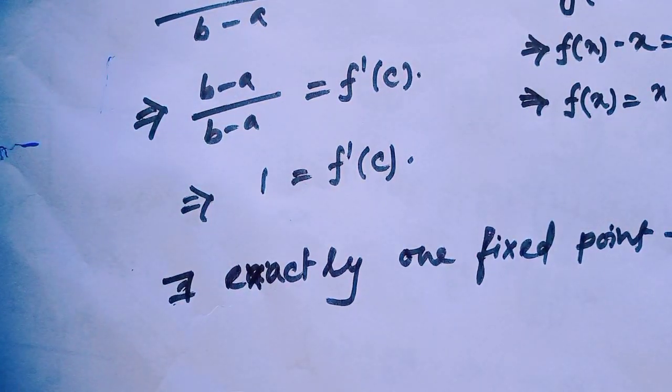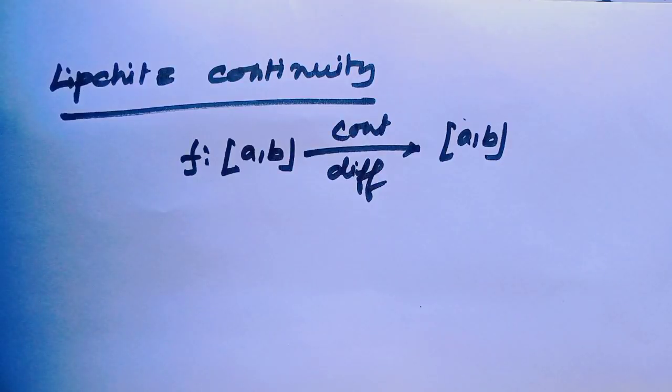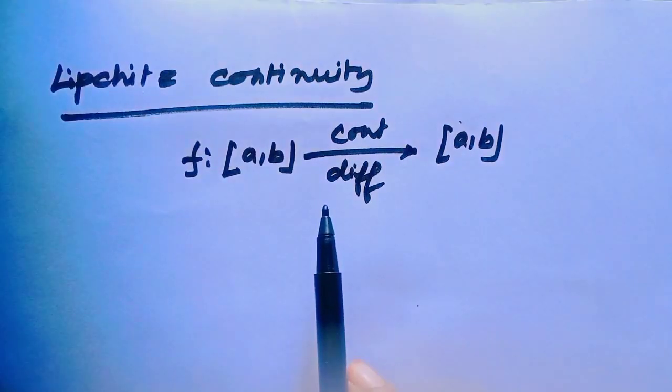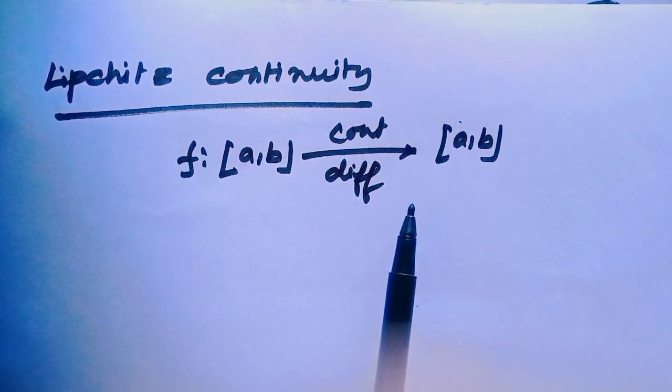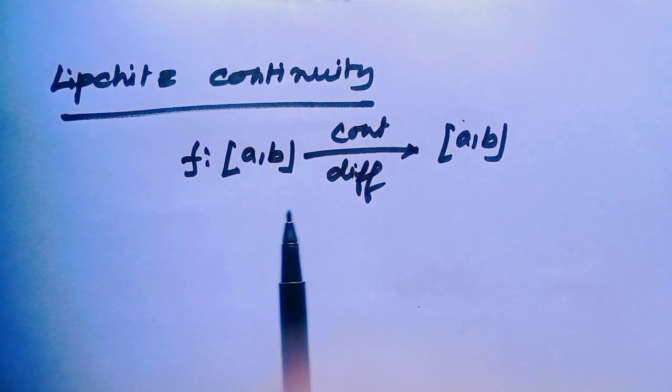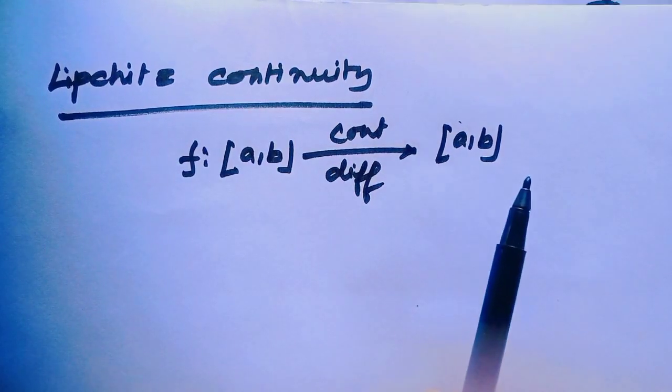Therefore, our proof is done. Now I will discuss Lipschitz continuity of a function. I hope all my viewers know about this function, because I discussed it in my previous video when I discussed uniform continuity of a function. Just consider f to be a function which is continuous and differentiable and defined from closed interval [a, b] to closed interval [a, b].